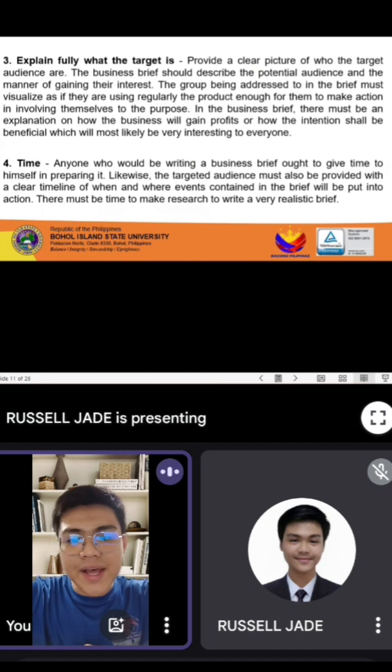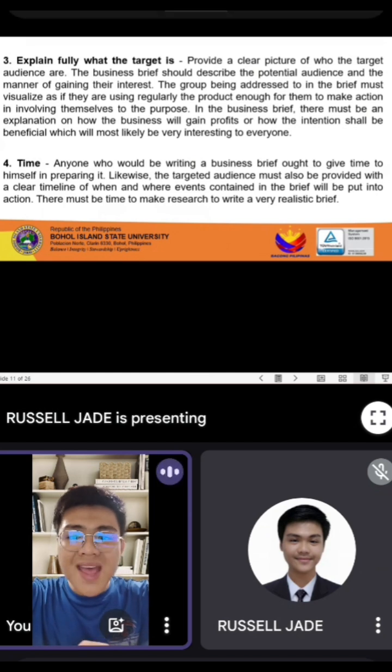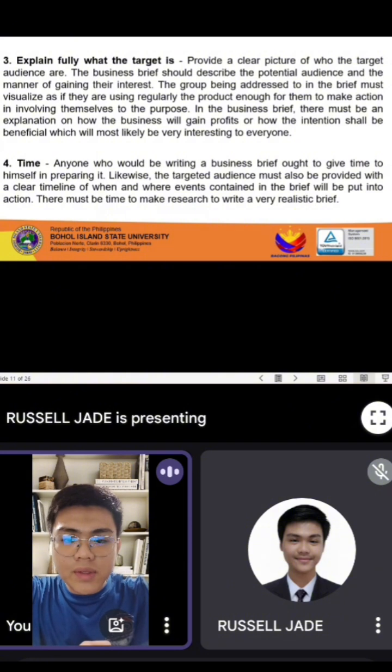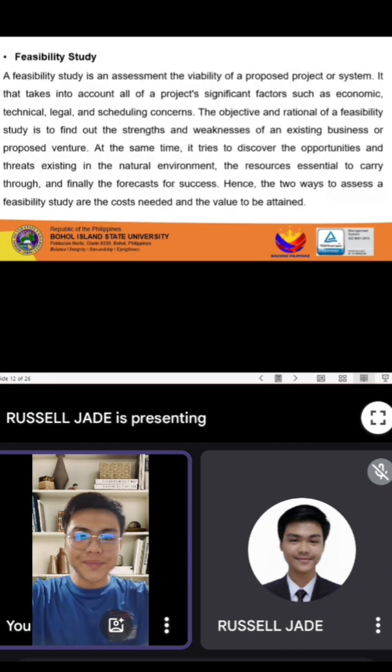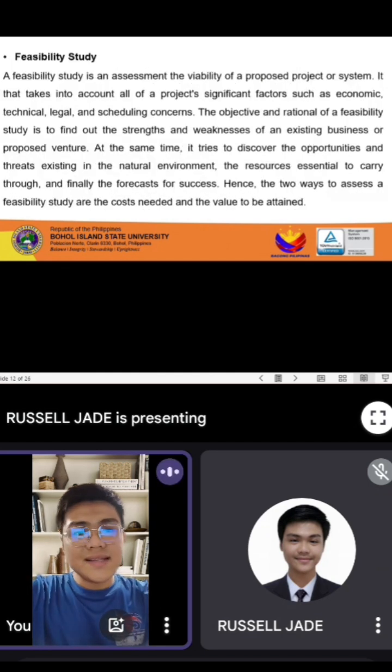So next is time. Anyone who would be writing a business brief ought to give time to himself in preparing it. Likewise, the targeted audience must also be provided with a clear timeline of when and where events contained in the brief will be put into action. There must be time to do research to write a very realistic brief.